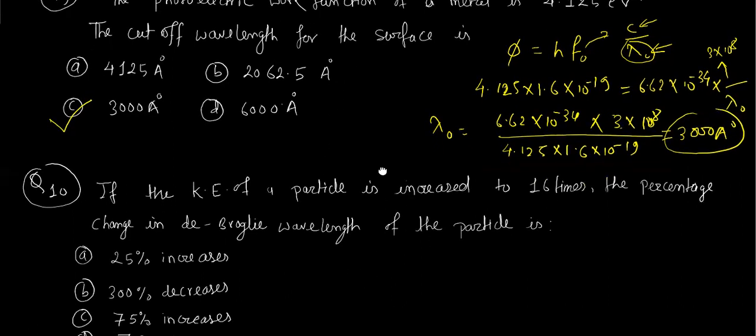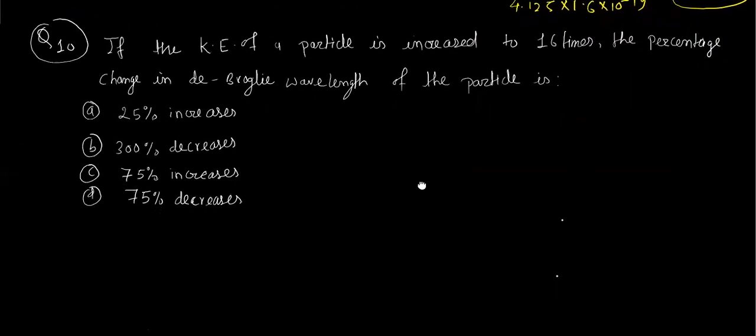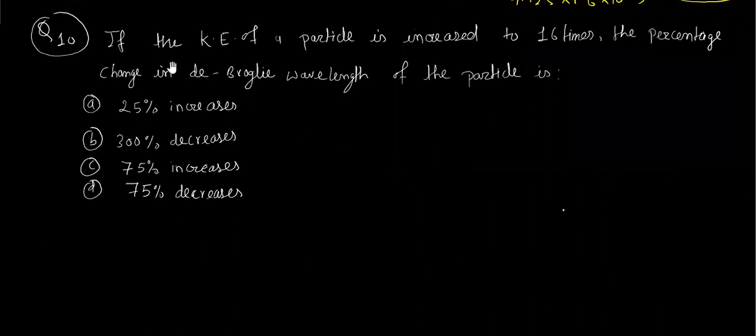Okay, now we are moving towards question number 10. If the kinetic energy of a particle is increased to 16 times, the percentage change in de Broglie wavelength of the particle is. First of all, we have to solve it by the elimination method.